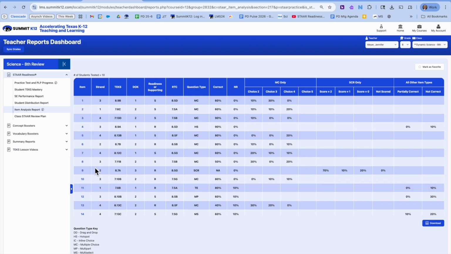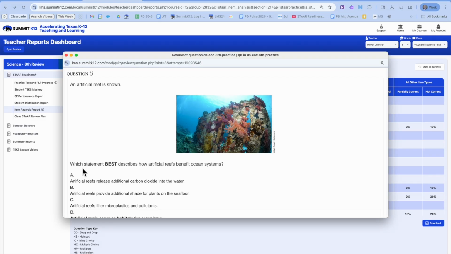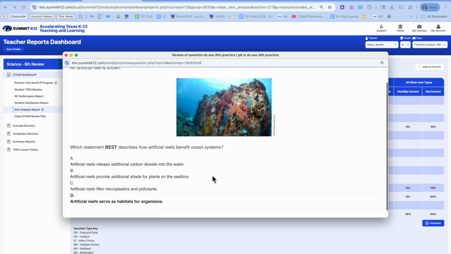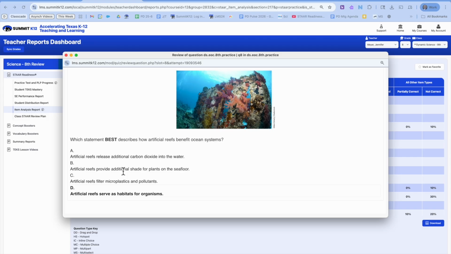In my opinion, the challenge on this particular question for students, which statement best describes how artificial reefs benefit ocean systems, is that all these answer choices sound pretty good. Artificial reefs release additional carbon dioxide into the water. Carbon dioxide is released, and that is certainly part of it. So it is a true statement, but not the best overall benefit.